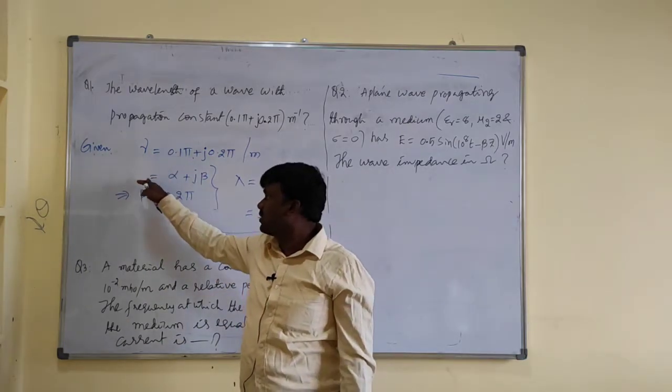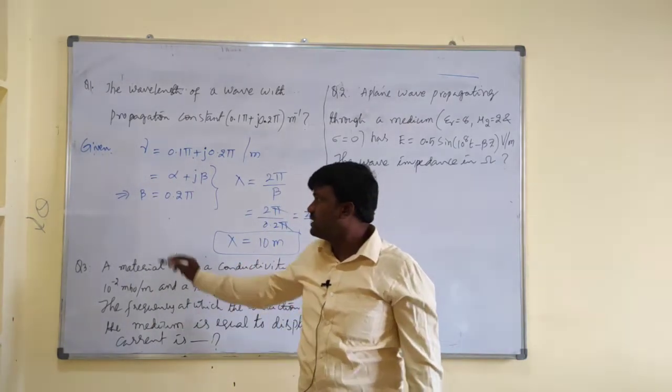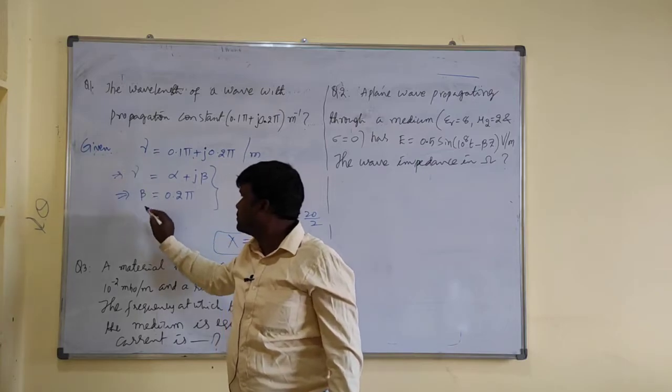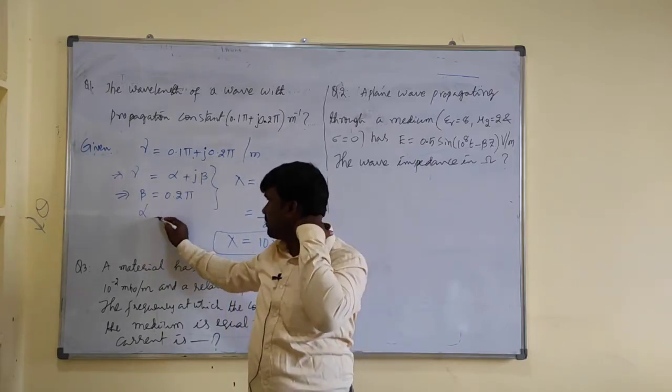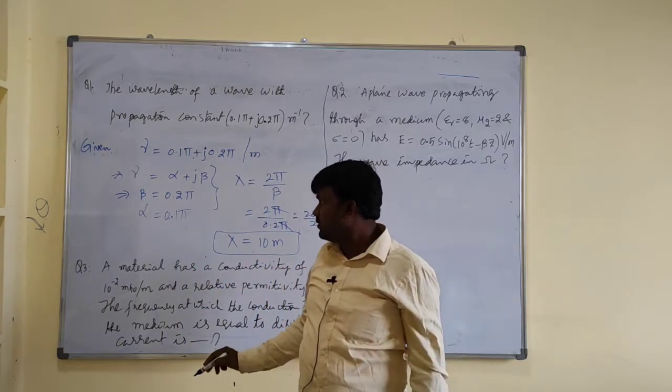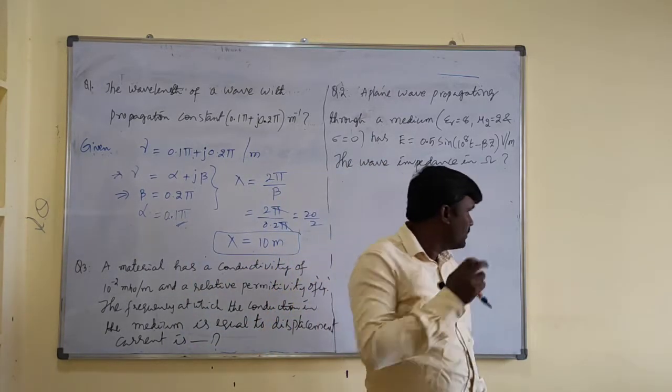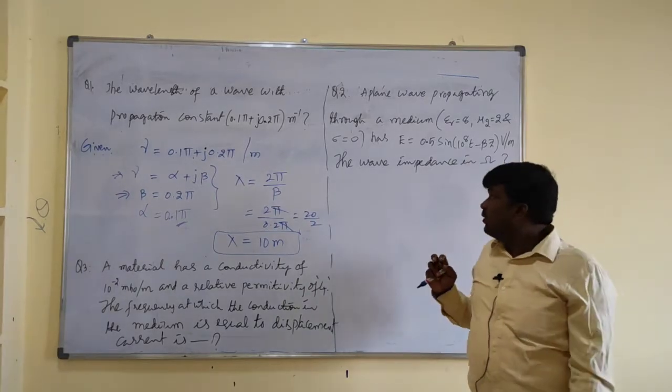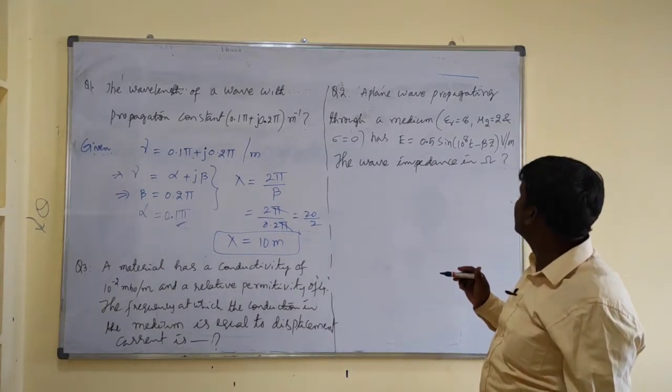This is about the calculation of lambda from the propagation constant. We know that the propagation constant gamma equals alpha plus j beta. So here beta equals 0.2π, alpha equals 0.1π. Okay. Now, move on to another one.